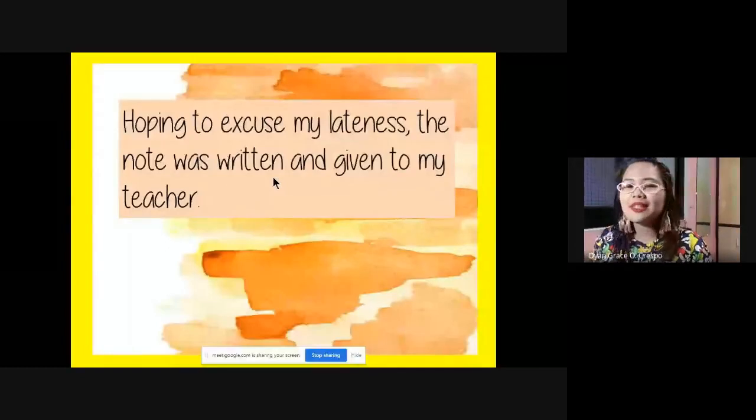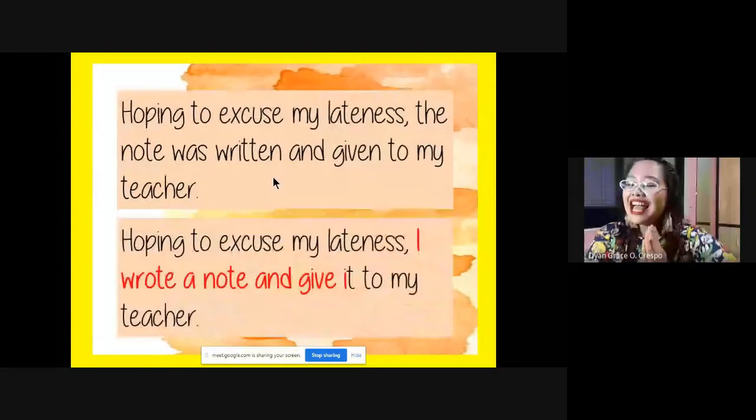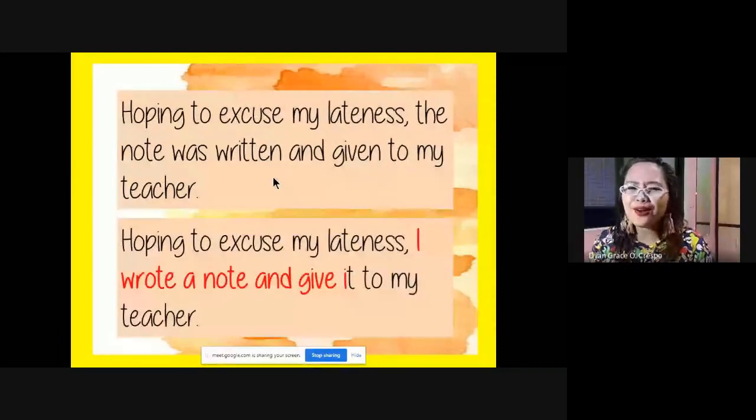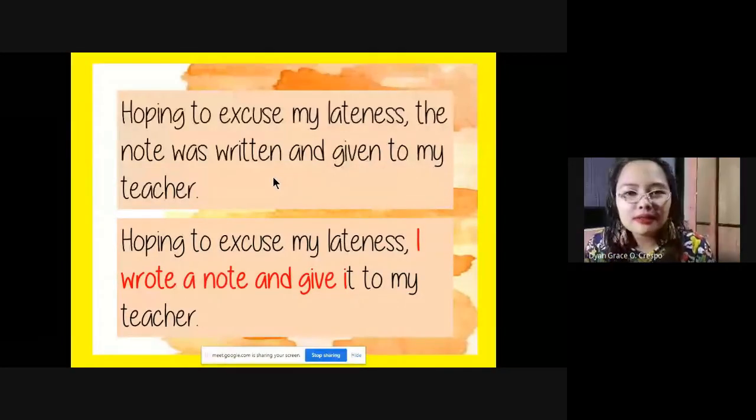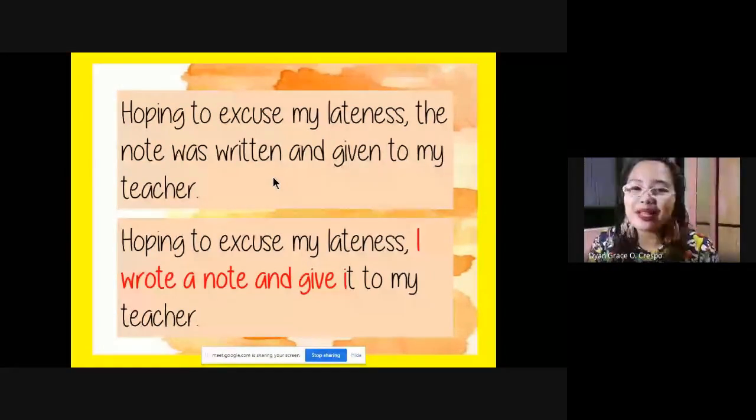Let us check. Of course, the answer is, tadaan, it's wrong. Hoping to excuse my lateness. No one wrote an excuse letter. There should be someone who will write the letter. So, okay, a good change for this sentence is, hoping to excuse my lateness, I wrote a note and gave it to my teacher. Tama, ma'am, siguro yung Zay. Okay, tama si Ed.